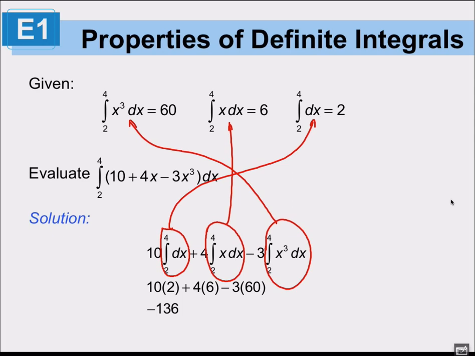Is there anything disturbing about that answer? Luke? It's negative, and it's supposed to be an area on the graph. That bothers you? Yeah, how do you have a negative area? Right, it should bother you. This is a new concept now.